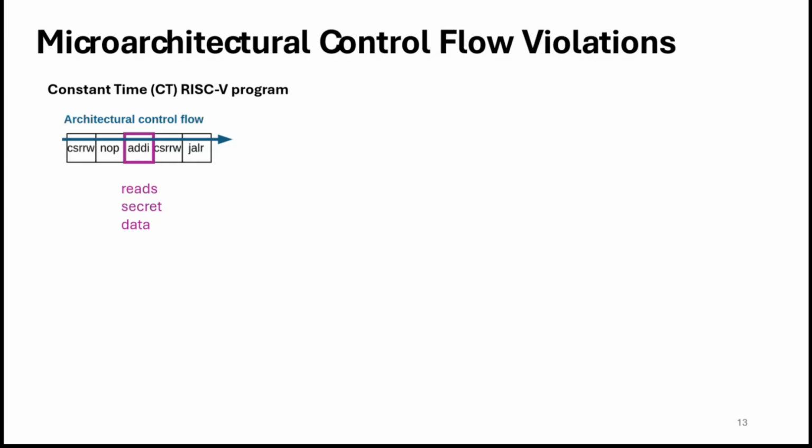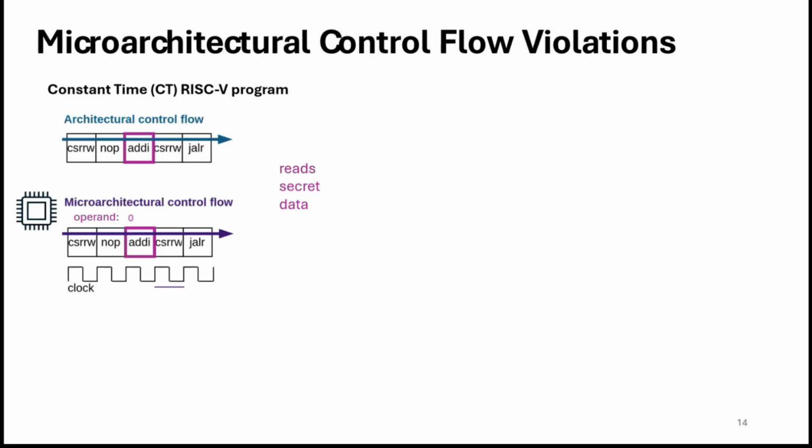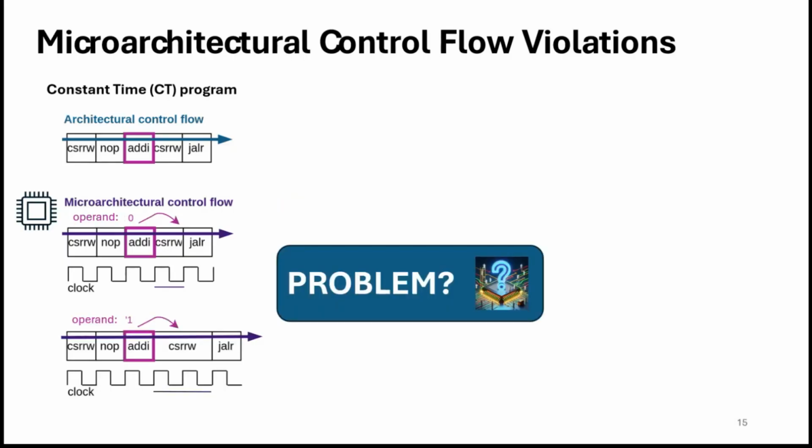Let's look at some examples. Here we have a constant time program. We have 5 instructions, and only one of them reads secret data. This program is constant time on software level, following the constant time programming principle that no branches and no loads receive secret data. So we expect it to execute in a certain amount of time. For example, if you pass operand 0 value to that add, it executes in 5 clock cycles on a specific CPU. But maybe on the same CPU, this sequence of instructions executes in a bit longer time, in 6 clock cycles.